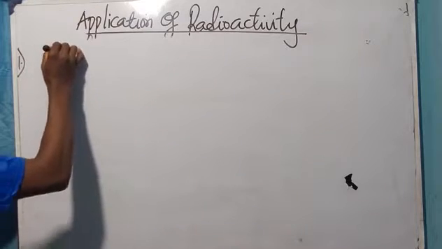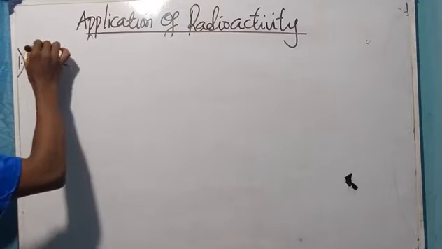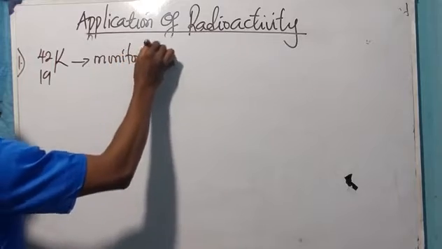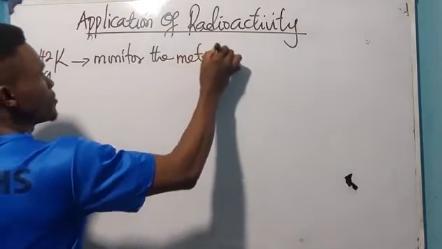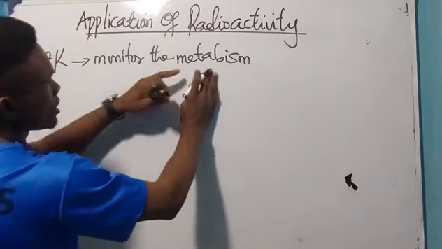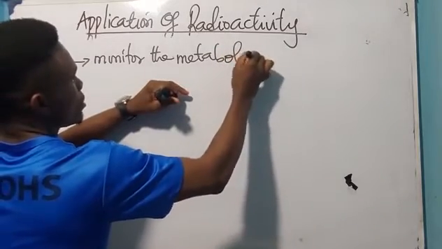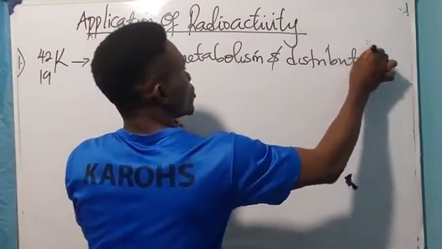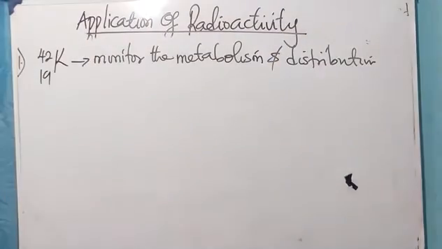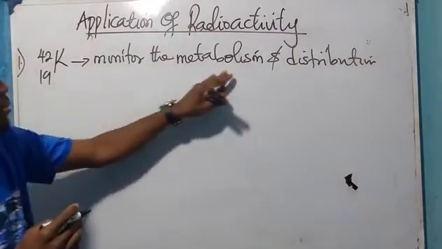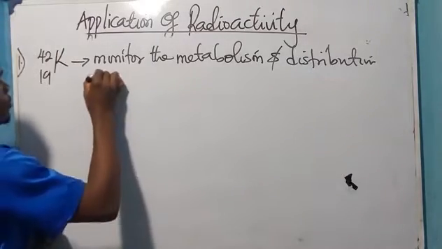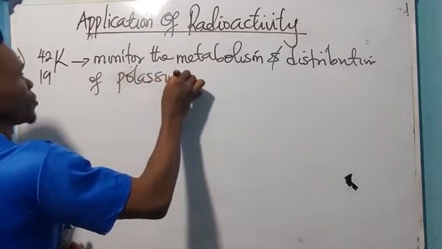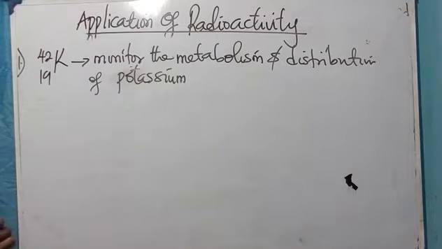Number one, potassium 42 is used to monitor the metabolism and distribution of potassium. Take note of that.